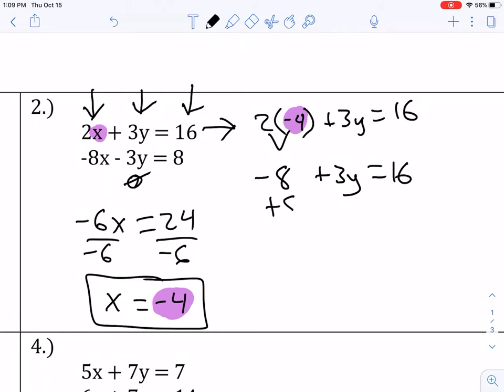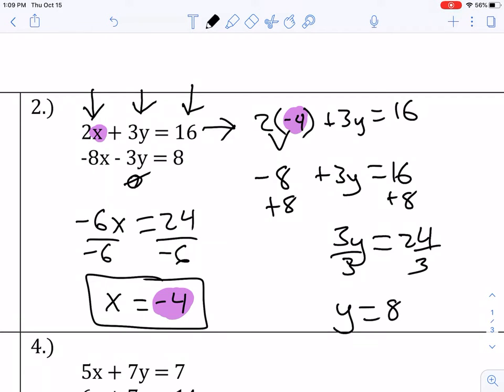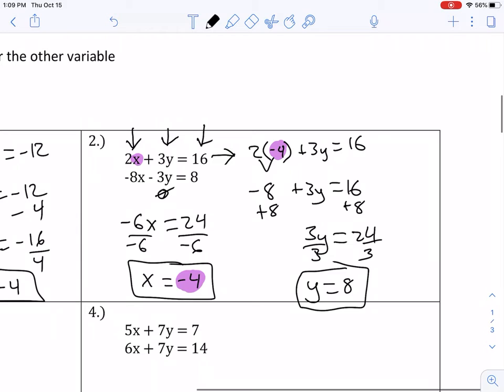And then solve my two-step equation. Add 8 to both sides, 3y equals 24. Divide 3 to both sides, and y equals 24 divided by 3, which will be 8. Okay? And then we always write our answers in ordered pairs, so negative 4, comma 8.